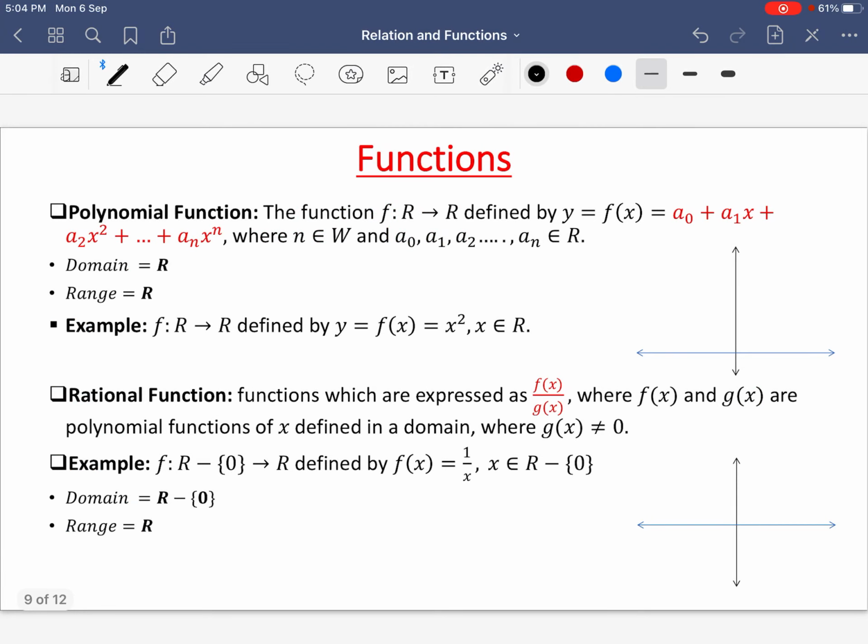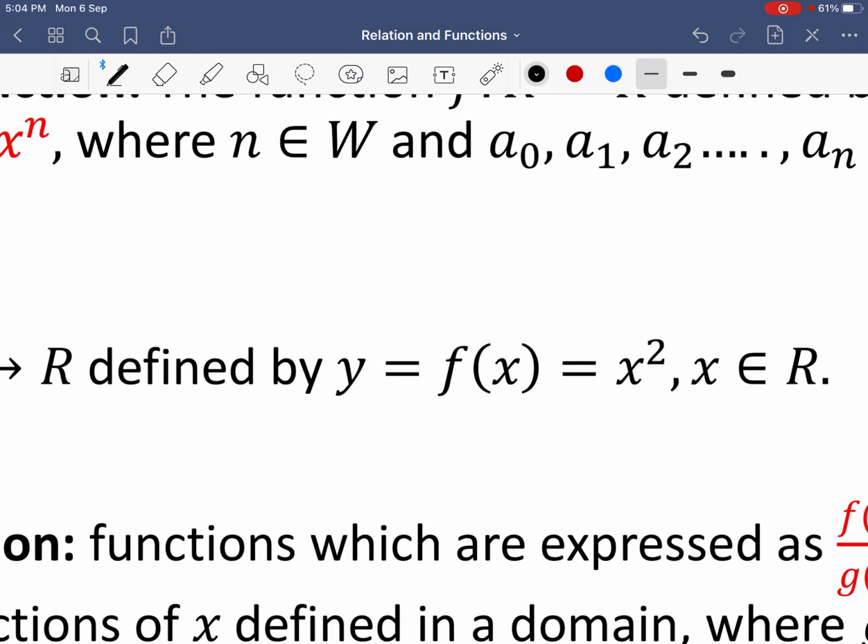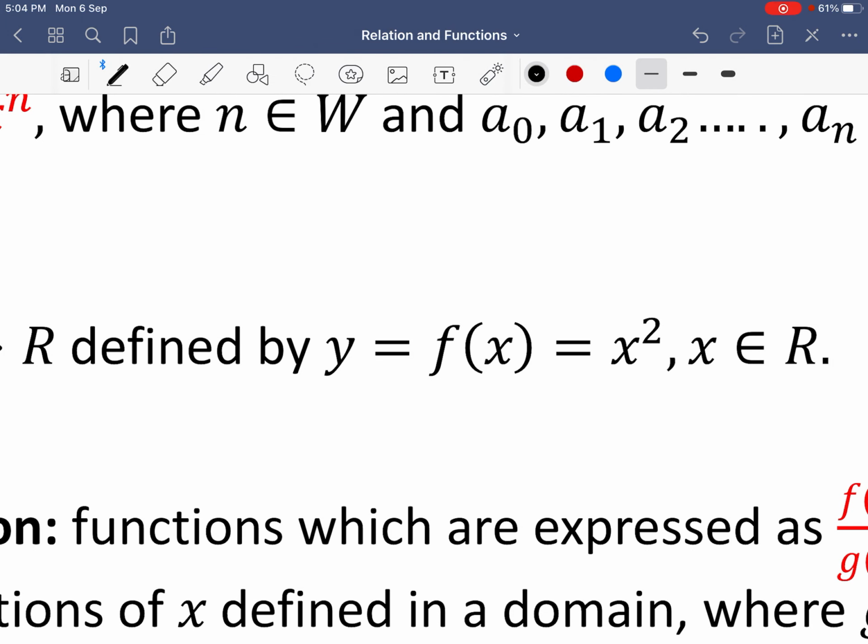Now we have the polynomial function. So what do you mean by polynomial function? Polynomial is basically decreasing powers of x. Suppose we have a0 x to the power n plus a1 x to the power n minus 1 plus a2 x to the power n minus 2 plus dot dot dot plus a(n minus 1) x plus an. So you see here, this way the power of x keeps on decreasing. One step you move to the right-hand side, the power of x keeps on decreasing.